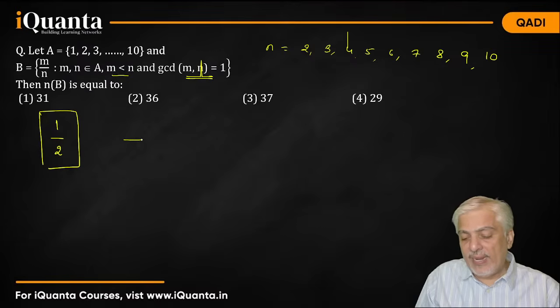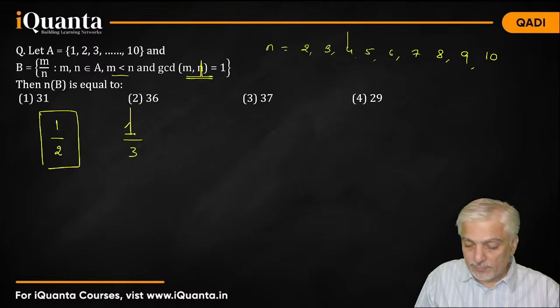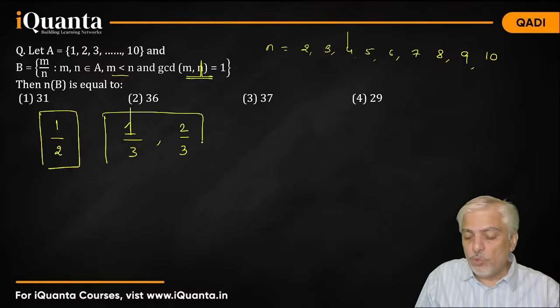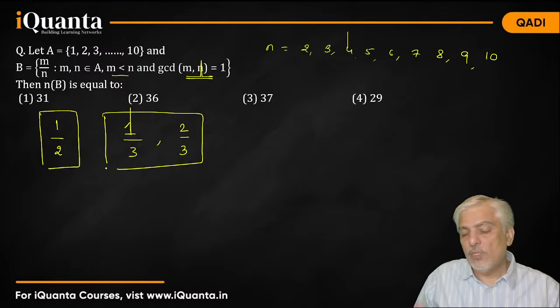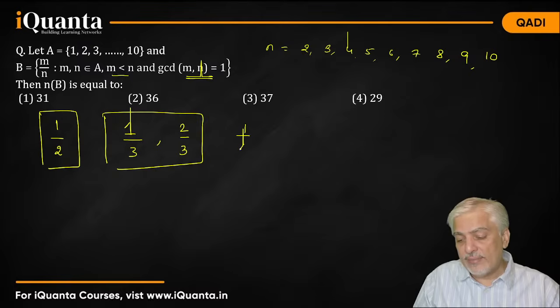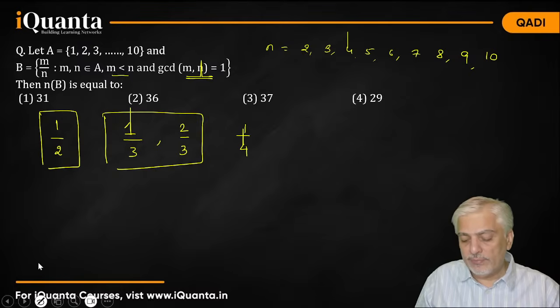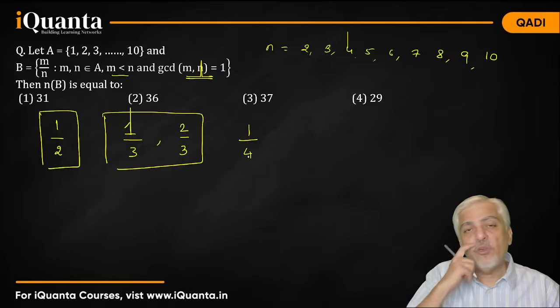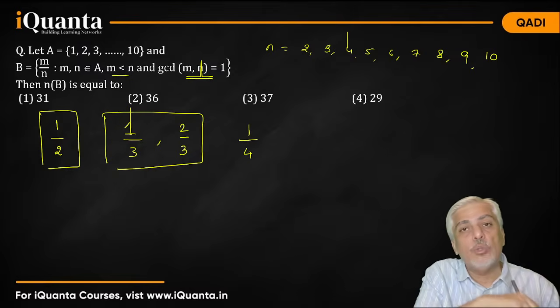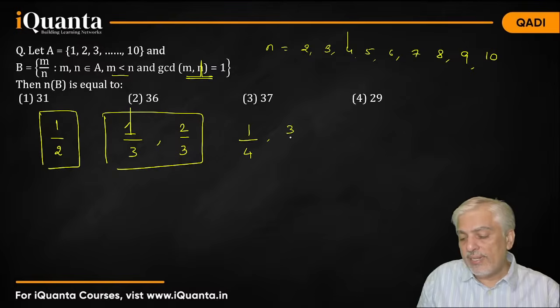When n is 3, m can be 1. 1 and 3 ka GCD is 1. So 1 by 3, or it can also be 2 by 3. So we have two cases when n is 3. What about 4? Now remember, look at 4 very carefully. 1 by 4 is right, but you can't take 2 by 4. Why is 2 by 4 incorrect? 1 by 4 is correct. 2 by 4 is incorrect because 2 and 4 ka GCD will become 2. So you can't take 2 by 4. You can take 3 by 4.